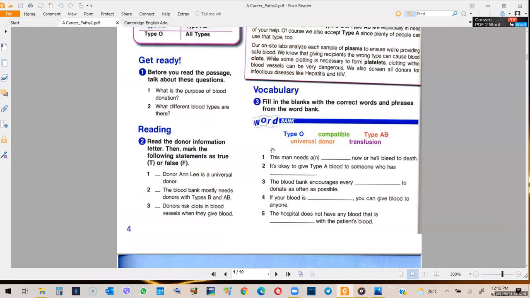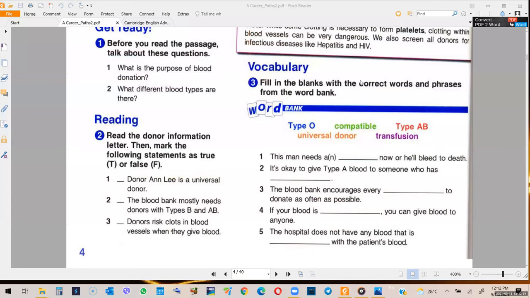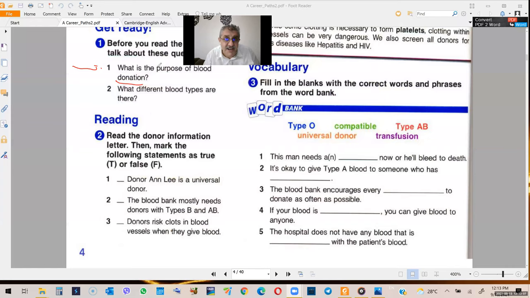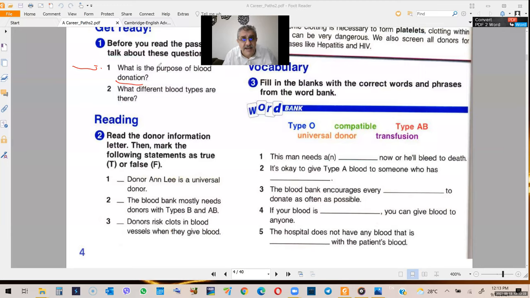Okay. Now we have some general questions. What is the purpose of blood donation? Of course, blood donation is a very important issue, and it is extremely important for people who are in need. They have surgery or maybe an accident, and they might lose a lot of blood, so they need blood donation. What different blood types are there? We have different types, as you know: type A, type B, type O, most importantly, and type AB. And of course we have negative and positive. You know this more than me; this is not my subject specialty.